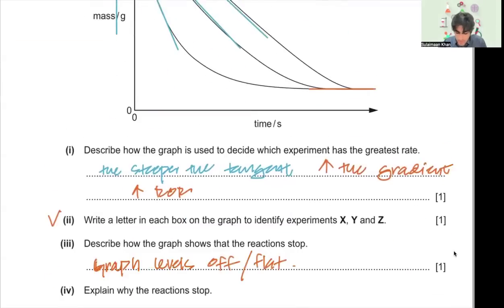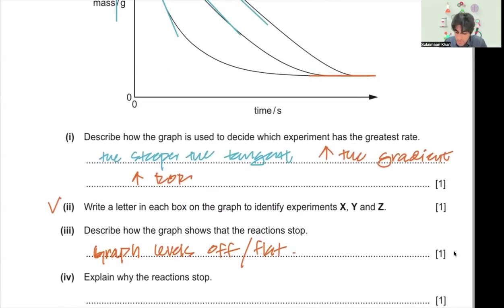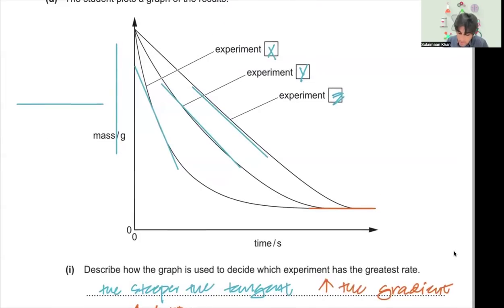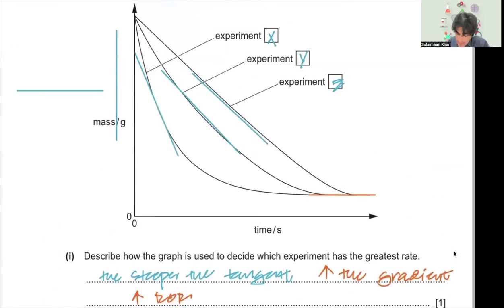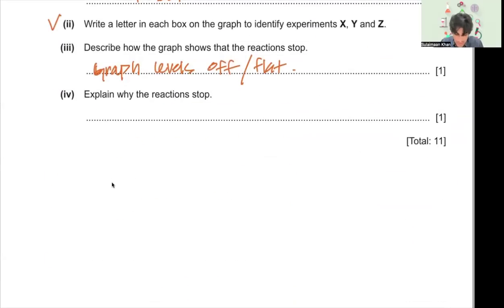One more thing, you could have also said, how is the graph used to determine the one that has the greatest rate? The one that levels off the quickest. See, this is leveling off here, this is leveling off here, and then this is leveling off here. So you could have also said that the one that levels off first is going to have the greatest rate of reaction.